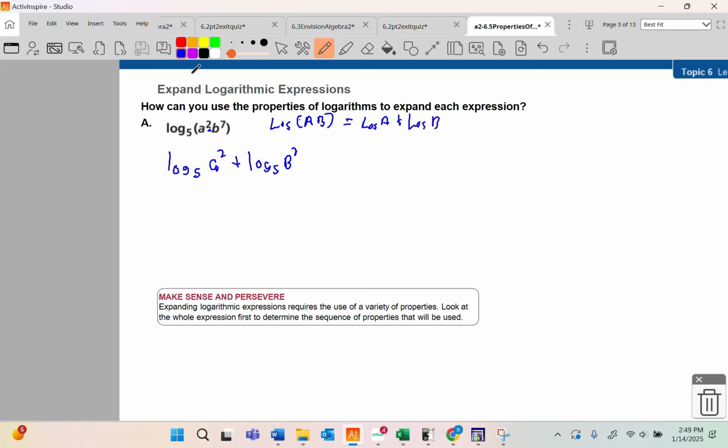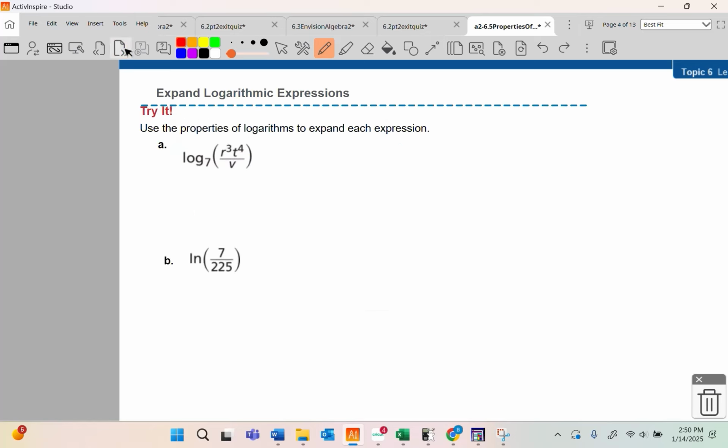Now, the next property I'm going to use is the log of a to the r. It's r log a. So I'm going to take these exponents and shift them to the front. So I'm going to have 2 log base 5 of a plus 7 log base 5 of b. So that was just a simple one. Some of these are difficult, some of these aren't.